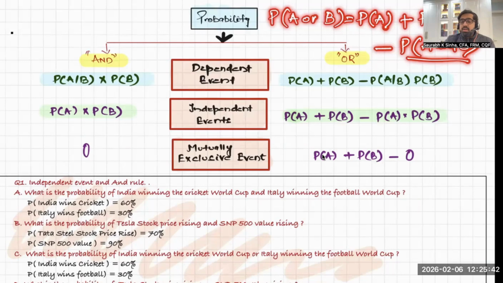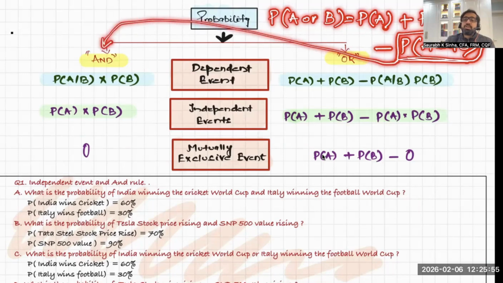But please understand there is an AND formula in the OR rule. So actually the OR rule doesn't have different versions of the formula, but we just discussed that there are different versions of the formula for dependent, independent, and mutually exclusive events, and that will impact the OR rule, because in the OR rule you have the AND rule hidden.